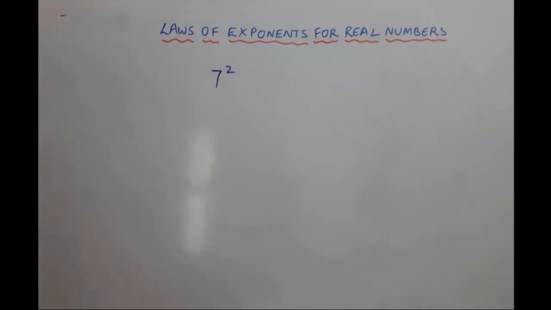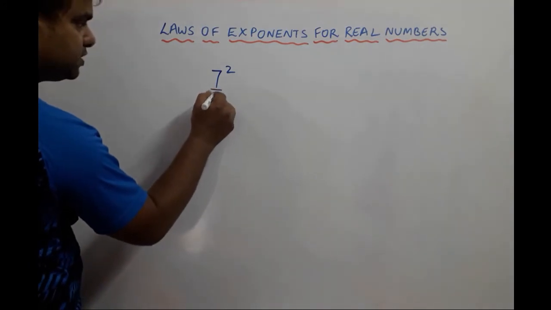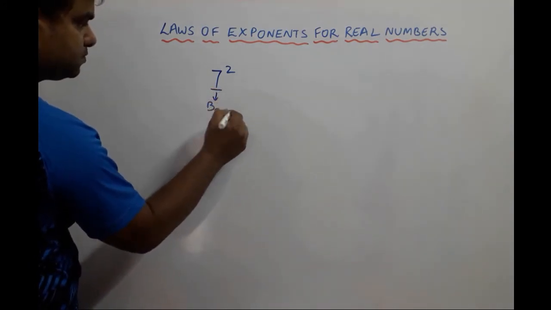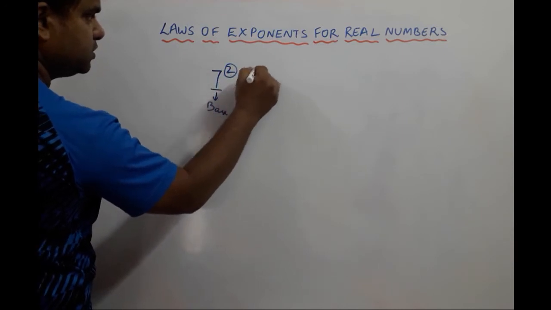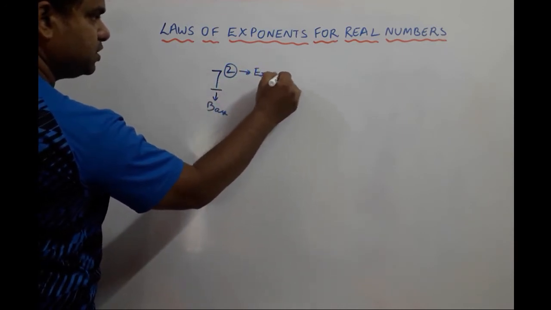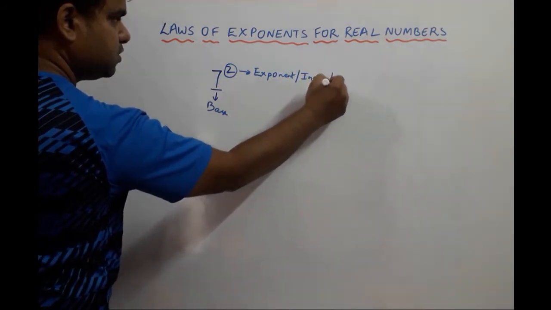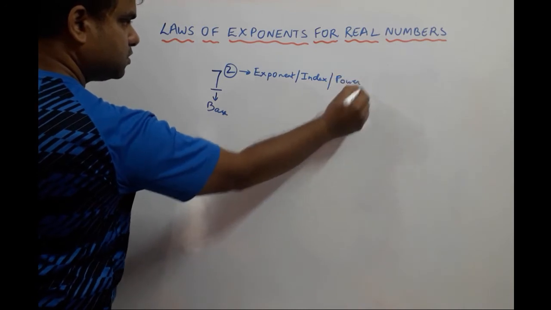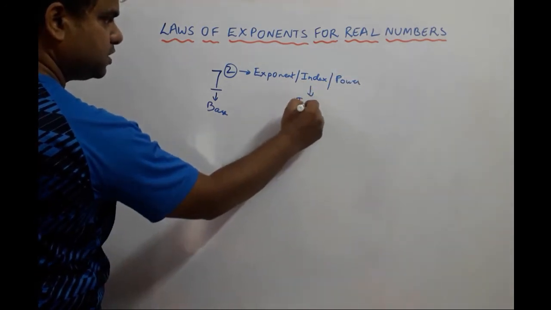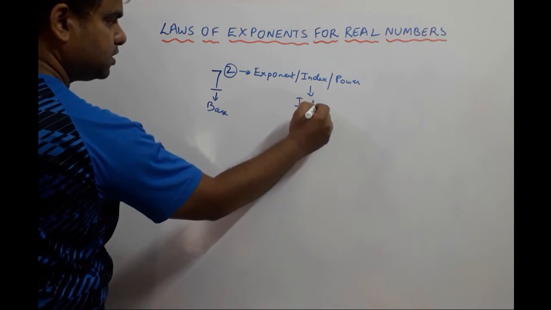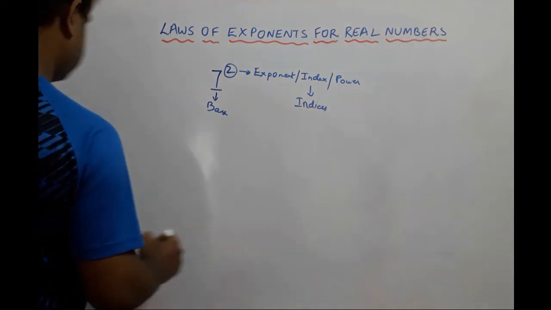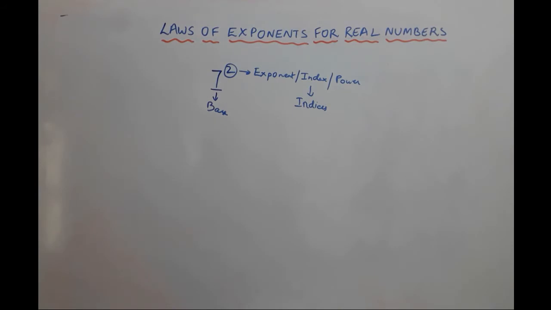In this, 7 is known as the base and 2 is known as its exponent, index or power. Plural is indices. Okay. The exponent of a number tells us how many times to use that number in a multiplication.